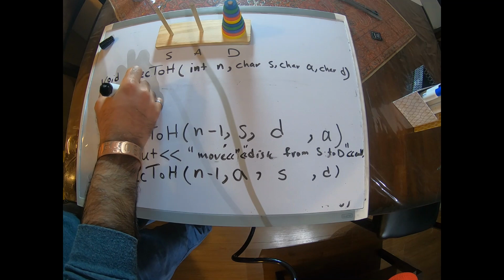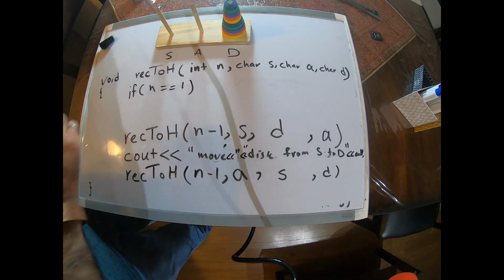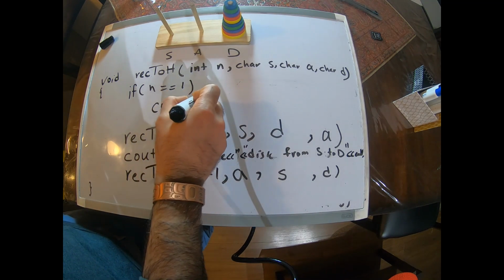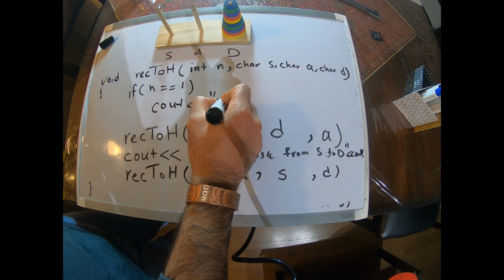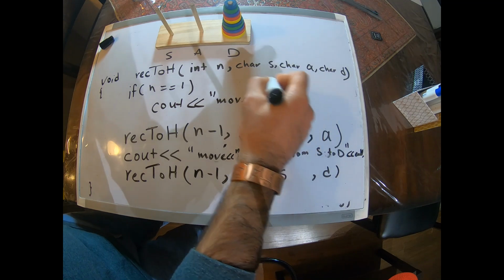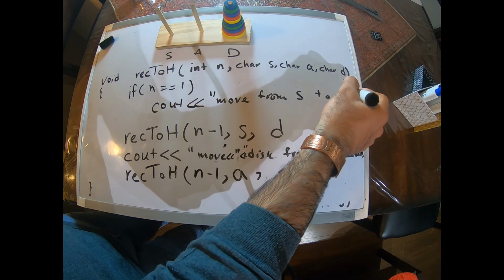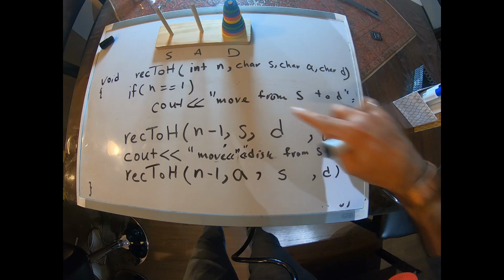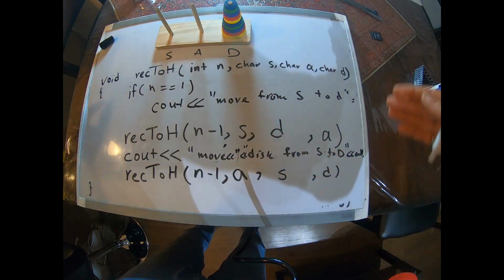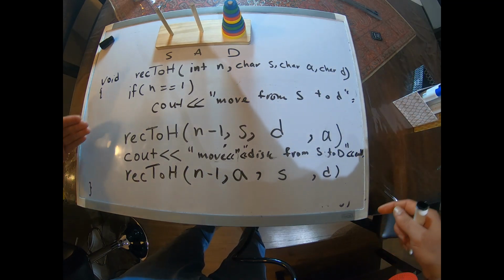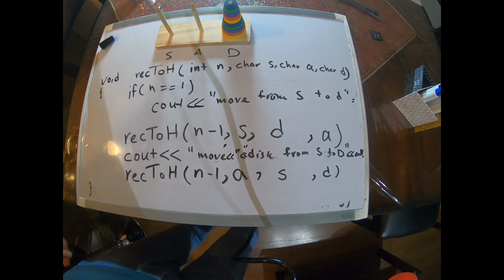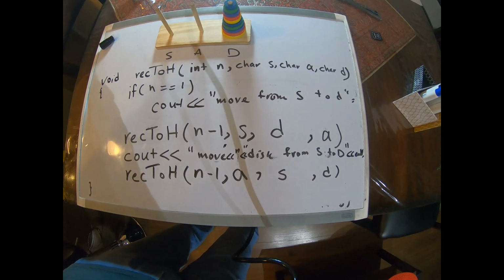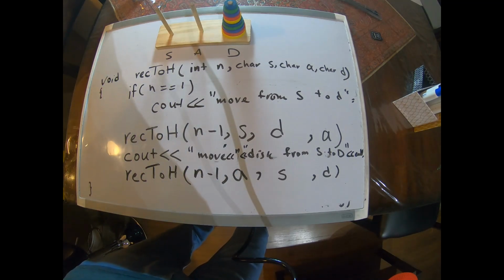So we just say that if n is equal to 1, if you only have one disk, then we just basically have to cout move from source to destination. This is not perfect, I'm not writing the message perfectly, but I just wanted to show you the schematic of the different commands that we need to have for this recursive function. You can see that it's pretty straightforward. This complicated problem, we can solve it recursively very easily.